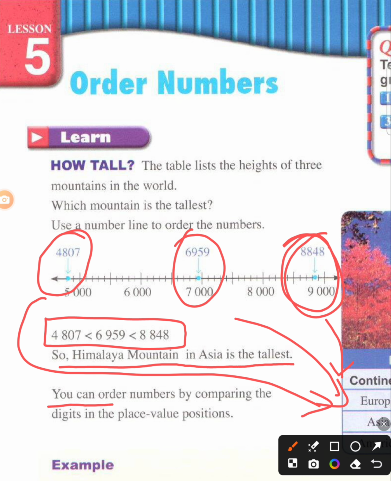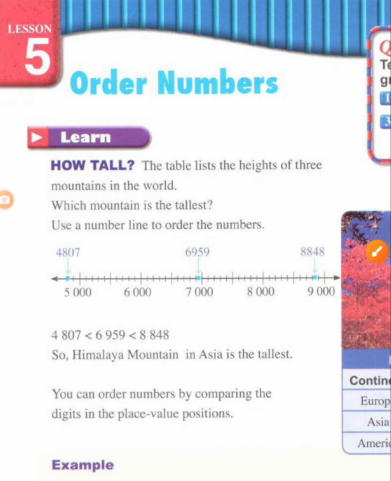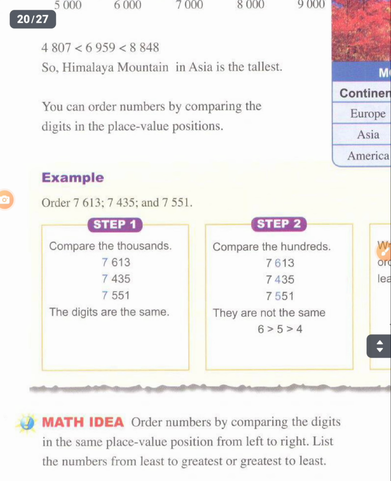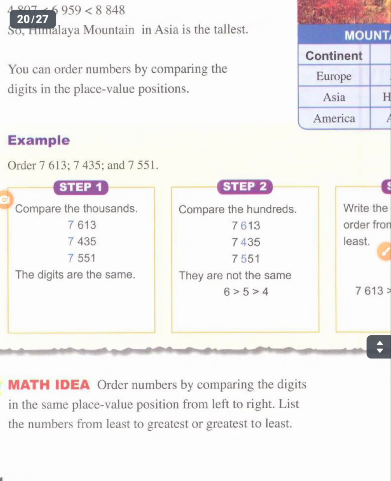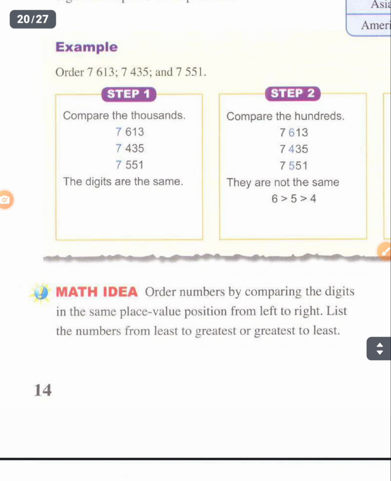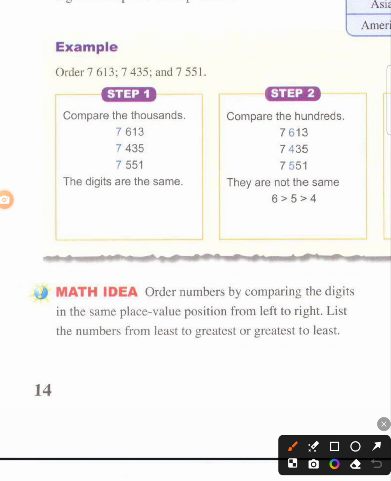And they write, you can order numbers by comparing the digits in place value positions. Good. So the next task, example order. We must order these 3 numbers, and we have step number 1.